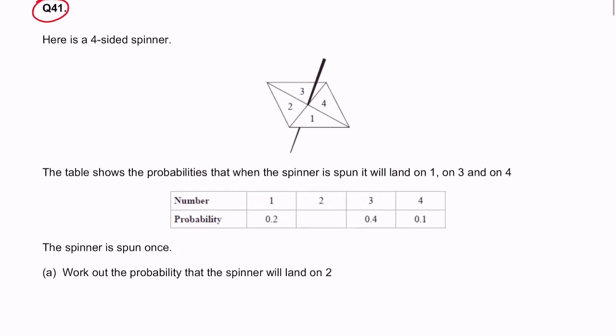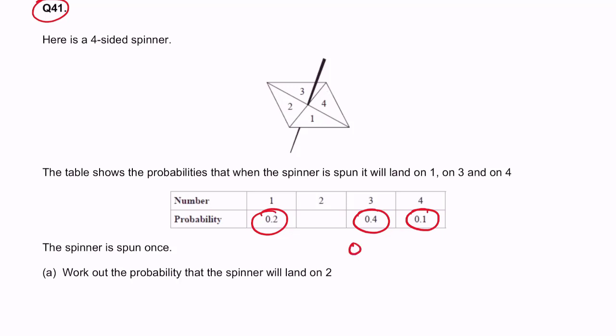So question number 41, here is a four-sided spinner. The table shows the probabilities that when the spinner is spun, it will land on 1, on 3 and on 4. Now we know that the probability adds up to a whole or a 1. So if you add 0.2, 0.4 and 0.1 all together and take away from 1, that will give us the probability of landing on 2. So let's go ahead and do the working.